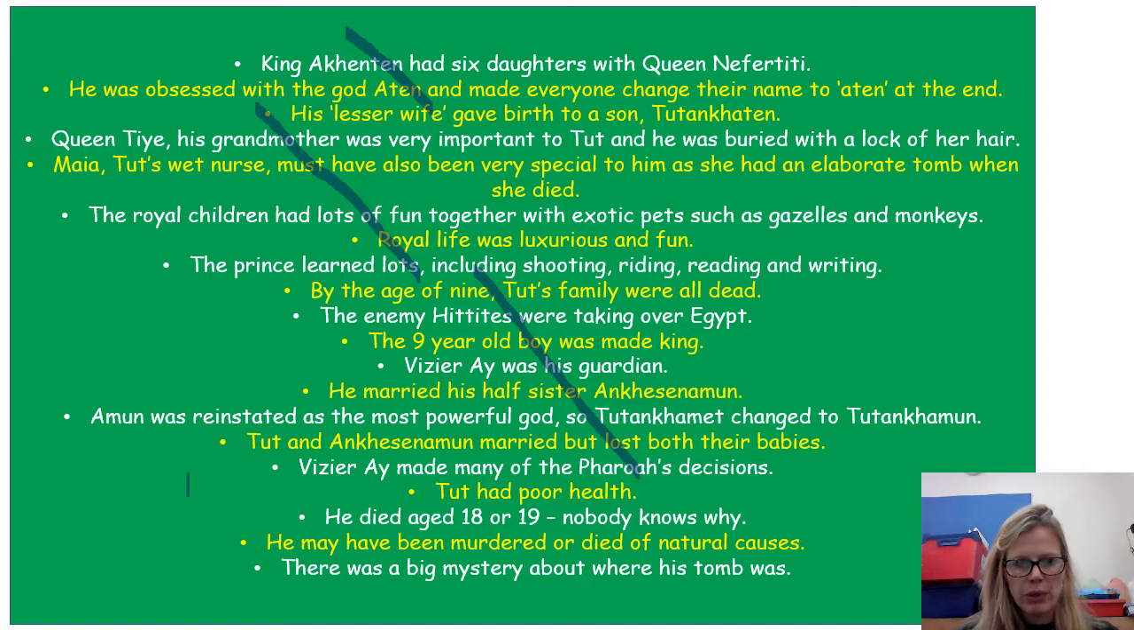Right, now we're on to this bit. We don't have much information here for our final part. We've got Tut had poor health. He died aged 18 or 19, nobody knows why. He may have been murdered or died of natural causes. And there was a big mystery about where his tomb was. So we're going to have to use those bits of information to make an interesting biography. I think we might be able to spice up the idea of the mystery a bit here. So that's the information we've got to go on. There's also other things we might remember about who might have murdered him.